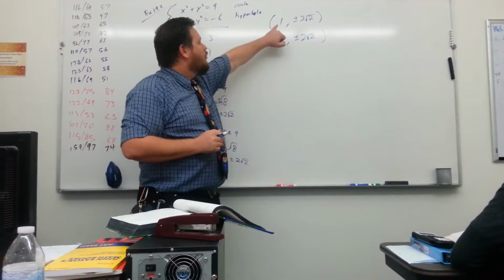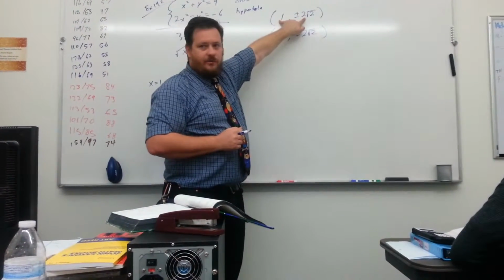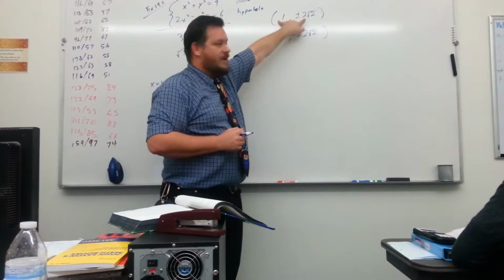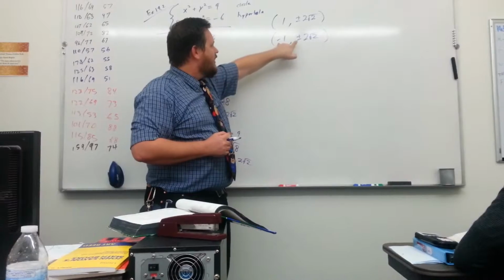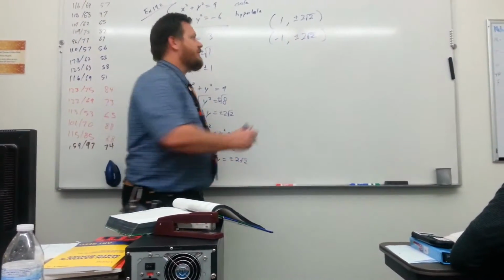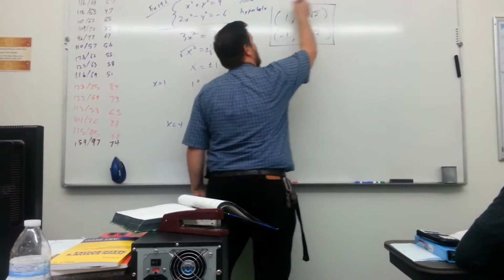Because we can have 1 and positive 2 radical 2, 1 and negative 2 radical 2, negative 1 and positive 2 radical 2, negative 1 and negative 2 radical 2. So these are the 4 answers, but it's just condensed.